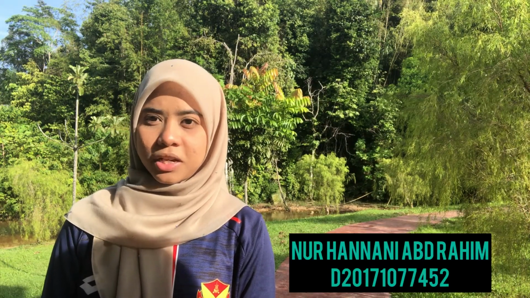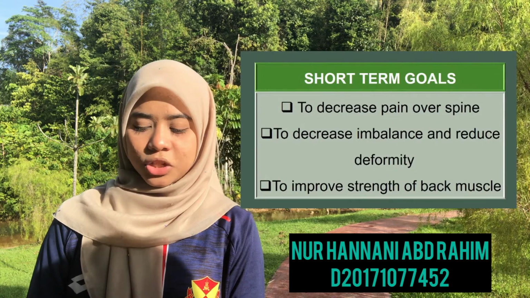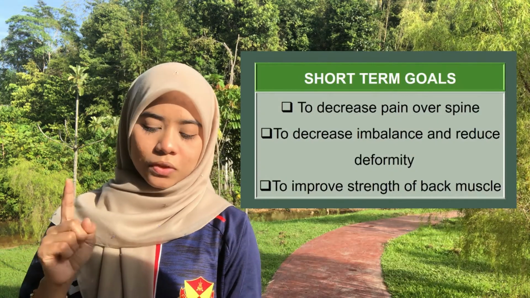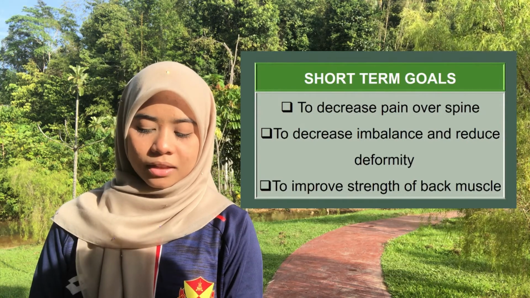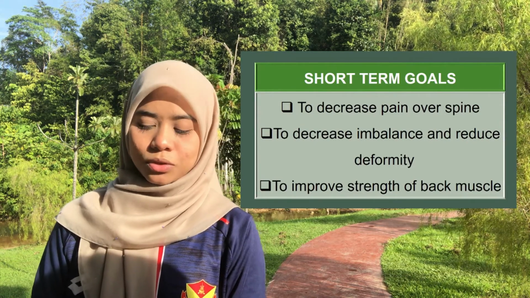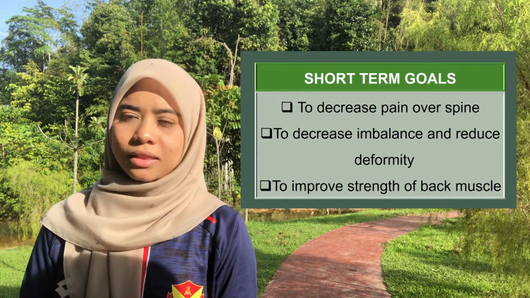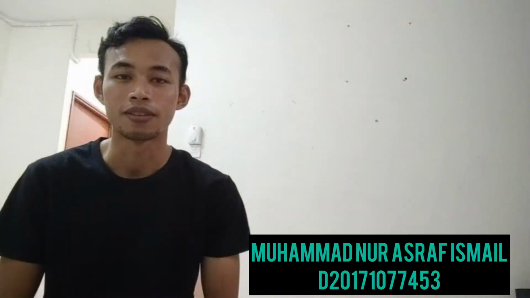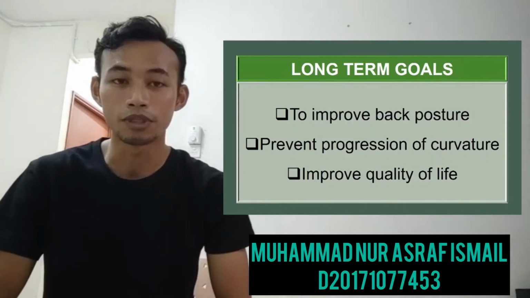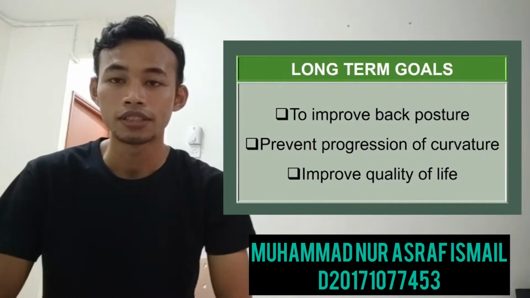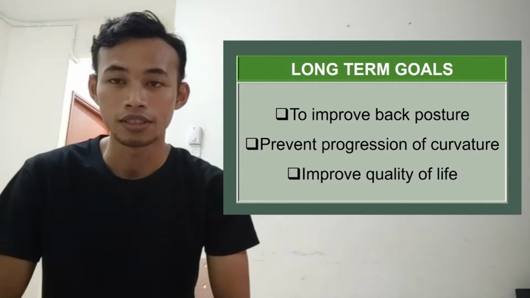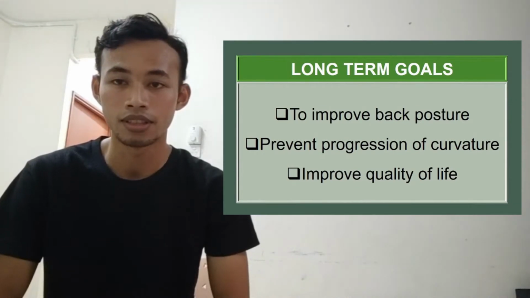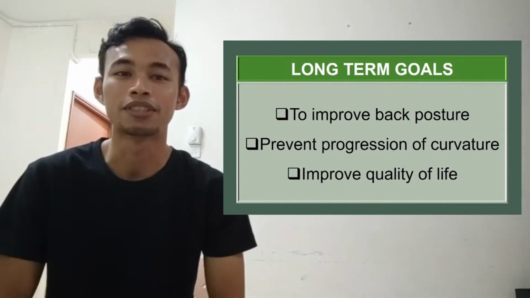So based on the patient's problems, the short-term goals for our exercise intervention are first to decrease the pain of the spine, then to decrease the imbalance and to reduce the deformity, and third is to improve the strength of the back muscle. Okay, next is the long-term goal. Firstly, to improve back posture, then prevent progression of the curvature, and lastly, to improve quality of life.